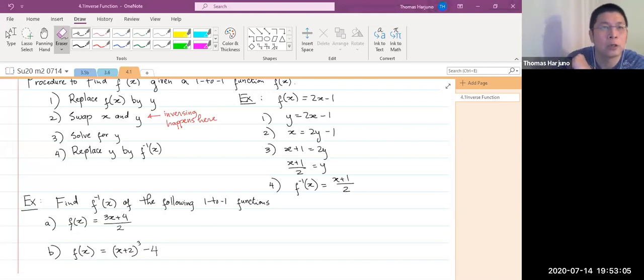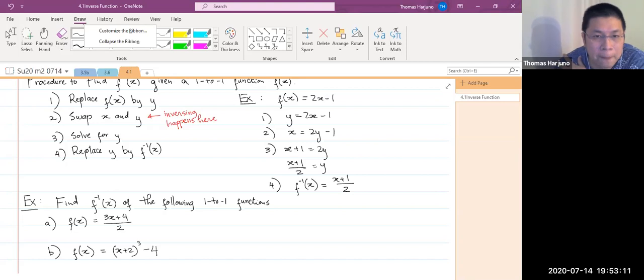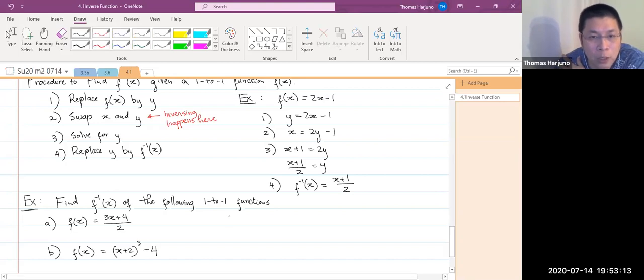So basically, you need to get used to applying these 4 steps. First one, you have f(x) equals (3x plus 4) over 2, and then we need to find the inverse function again.